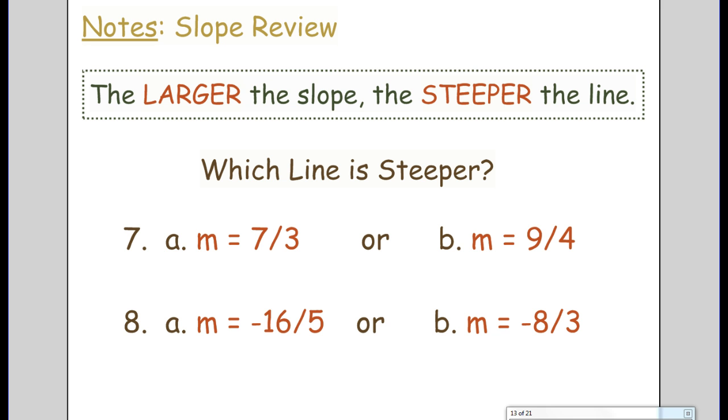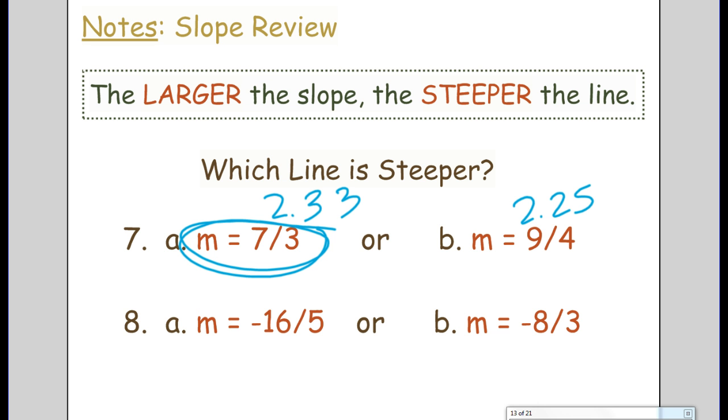DJ, what'd you get on number 7? A or B? B. What is 9/4 in your calculator? 9 divided by 4. It's 2.25. What's 7 divided by 3? 2.3. Which one is bigger? 2.3 repeating or 2.25? This one's bigger, guys. 2.3 is bigger than 2.2. So number 7, the answer was A.